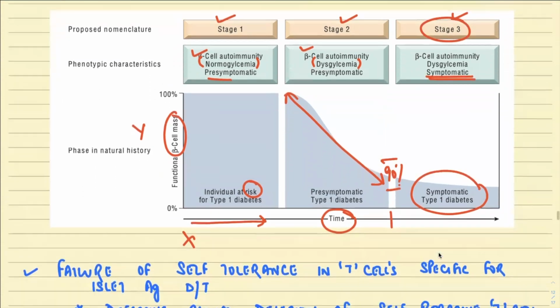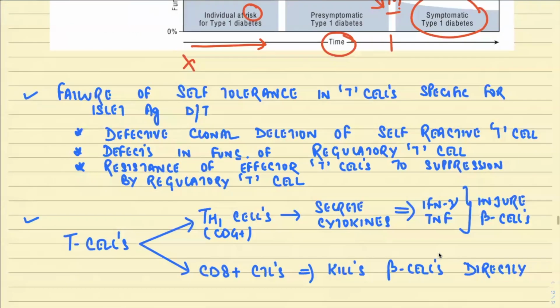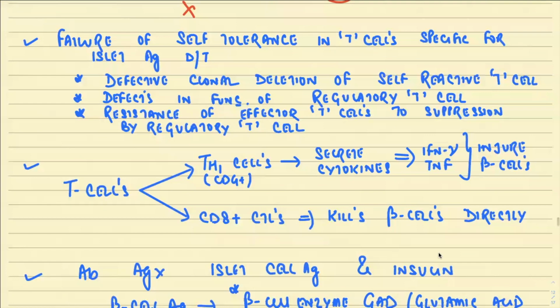Yes? Okay. So over here, what is the basic mechanism? The failure of self-tolerance in the T cells specific for the islet cell antigen occurs. How does it occur? Because of defective deletion of the self-reactive T cells. So whatever T cells were acting against the islet cell antigens were not eliminated properly. Or there is a defect in the function of regulatory T cells, which you will recall suppress the immune response.